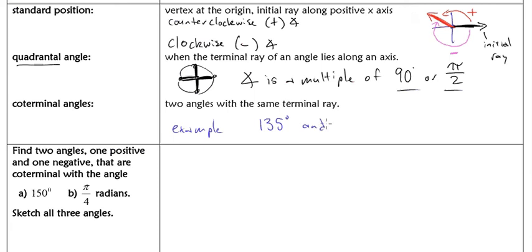And the other way, if we'd gone negative 225, those would both get us exactly to this terminal ray, whether we went positive, and so counterclockwise, or negative, and so clockwise. Those would be an example of coterminal angles. Coterminal. All right. Hope that helped.